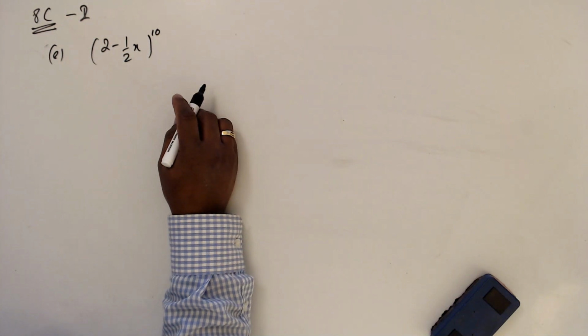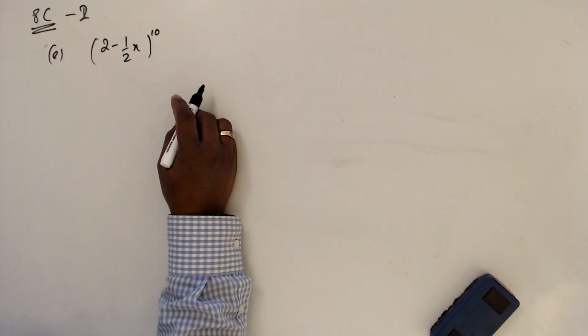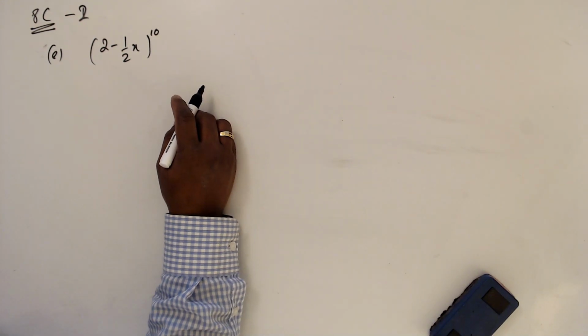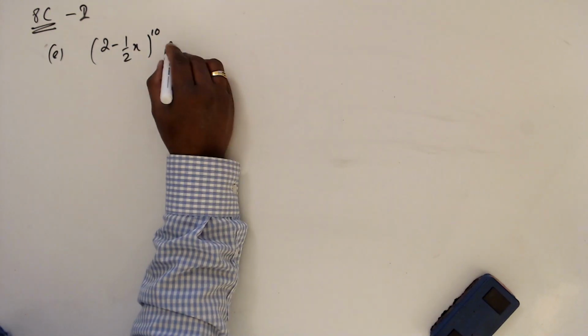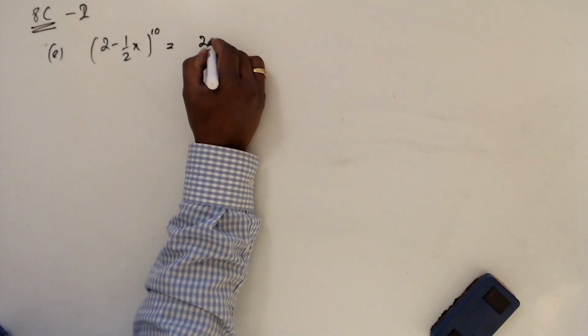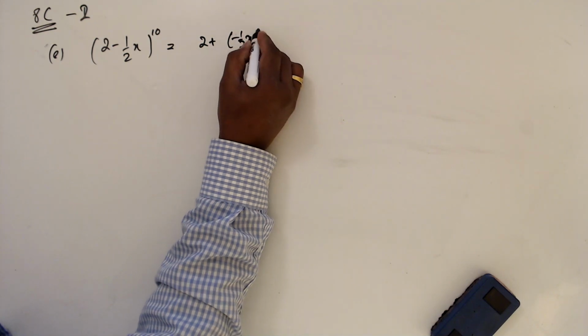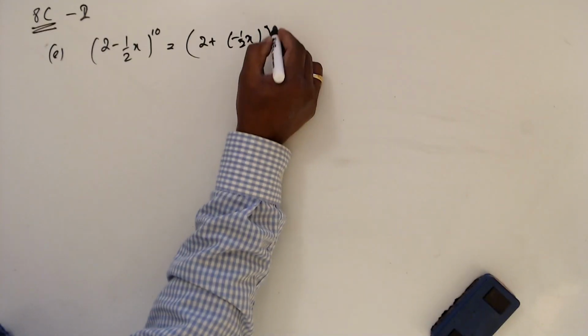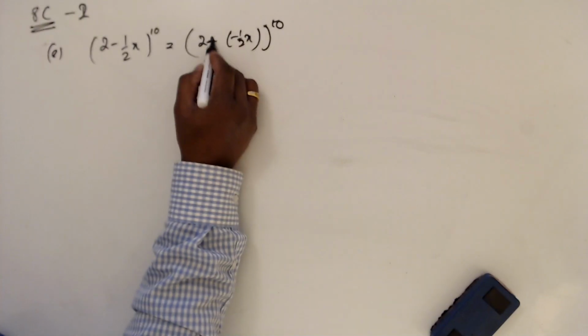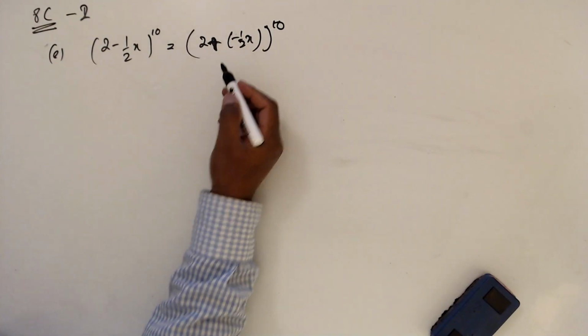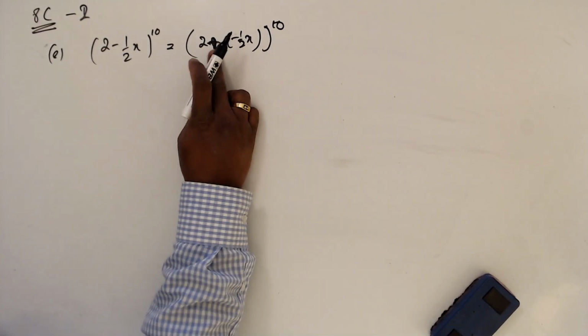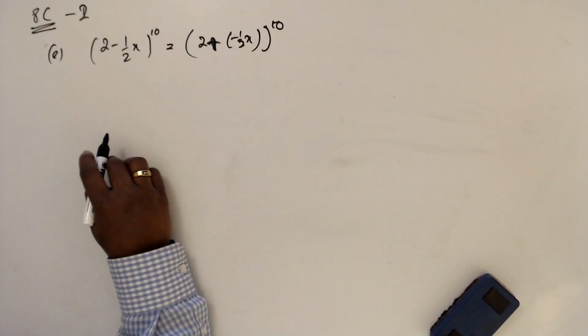The next question, (2 minus half x)^10. I can't write the binomial for this one in this form, so I have to write it in the proper form. So 2 minus half x to the power 10, because I need to make it positive. Binomial expansion only works when the first term is positive. Now we'll work.